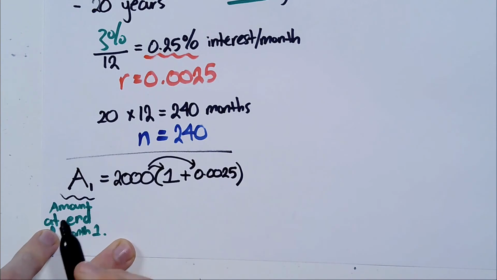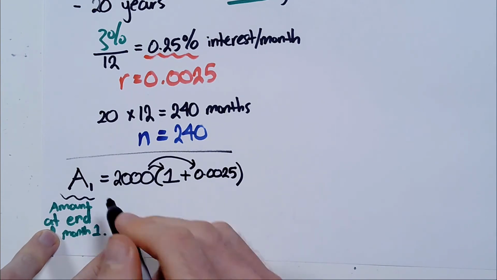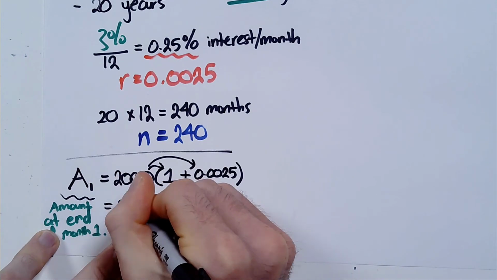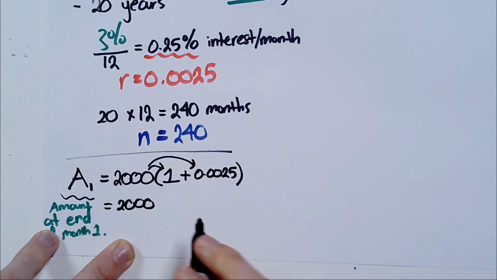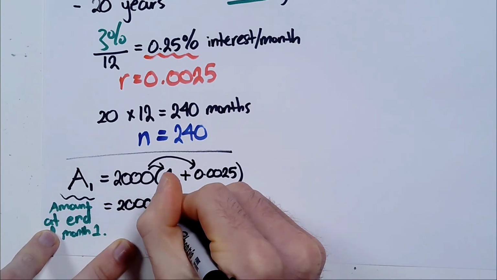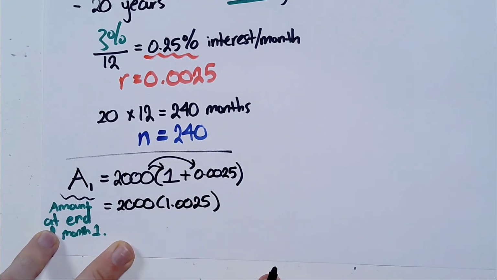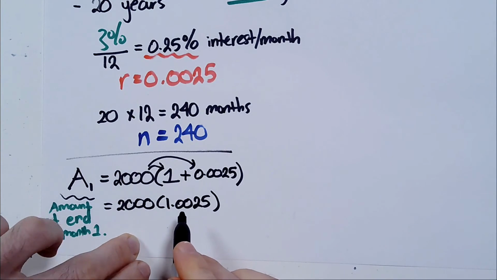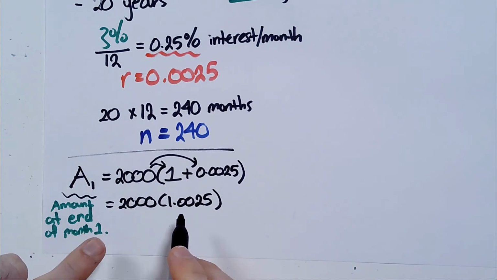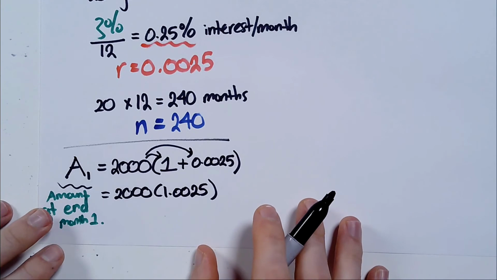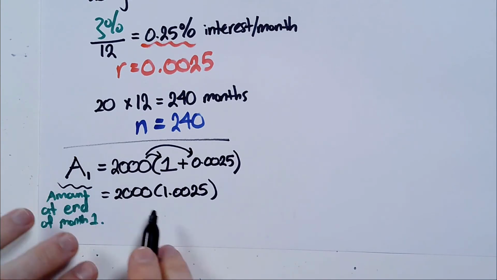So the amount of money at the end of the first month is going to be given by this expression. Now we can simplify that bracket by making 1 plus 0.0025 simply 1.0025. So there's our expression. We don't need to get the exact amount here because we're trying to get a pattern. So don't put that into your calculator. We are trying to see a pattern that emerges, so we don't actually want to get exact numbers for now. Okay, so the amount after the first month is that.